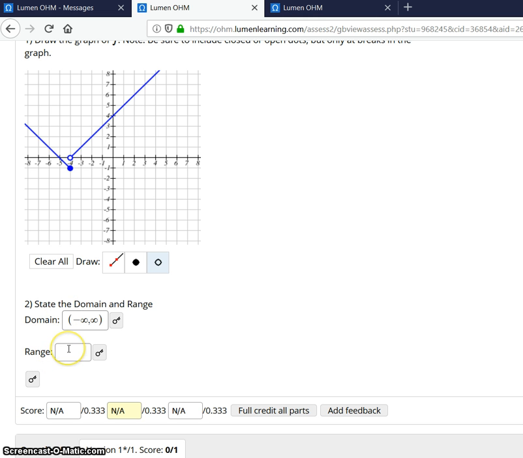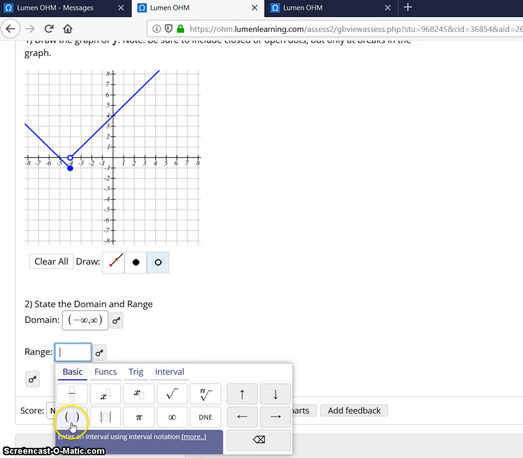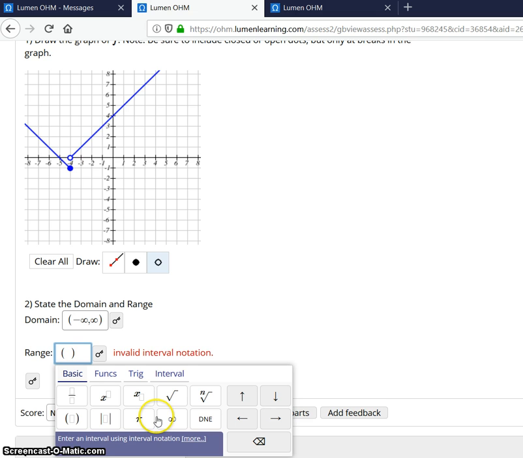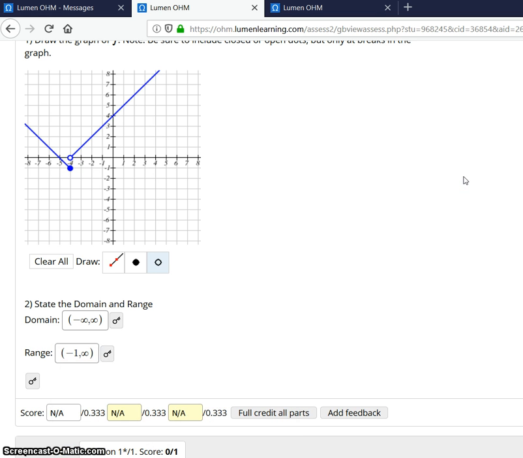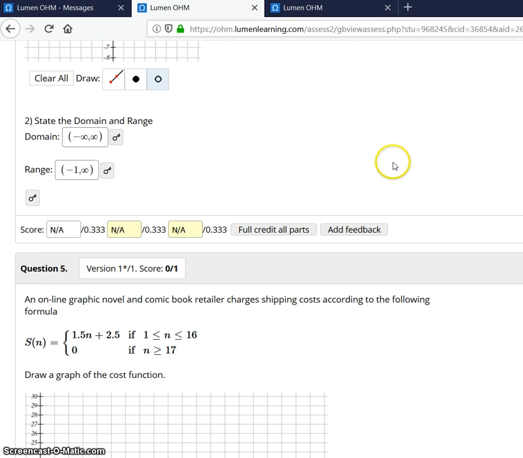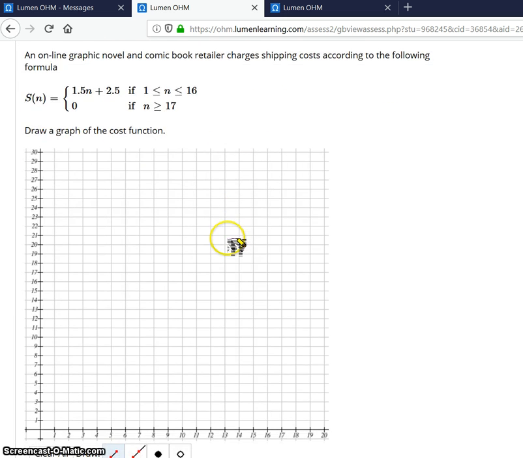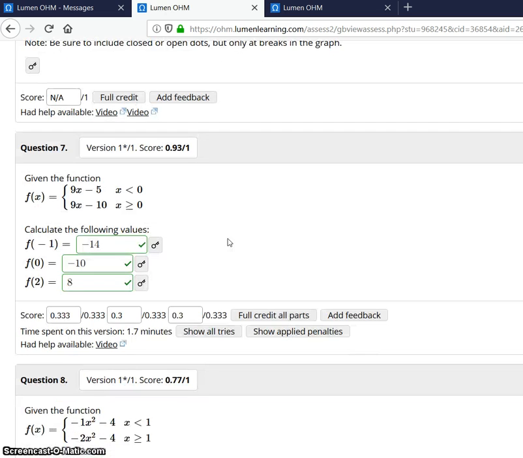The range, on the other hand, is the y values. We notice the smallest y value is right here at -1, and then the graph goes up forever. It goes kind of up on both sides. So our range would be, lowest y value was -1, and it goes up forever, so it goes up to infinity. So that's what that problem would look like. All right, now let's scroll down. So that one's another graphing one.